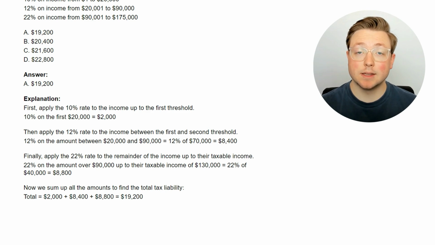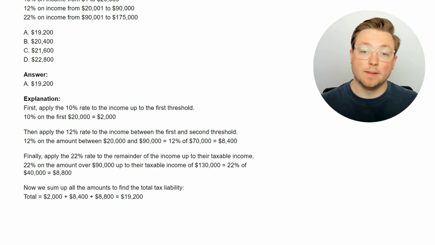Okay, the answer is $19,200. So this is how it works. First, you apply the 10% rate to the income up to that first threshold, so 10% on the first 20,000. Then you apply the 12% rate to the income between the first and second threshold, so 12% on the 70,000 that's in that 12% range, and then you finally apply the 22% rate to the remainder of the income up to their taxable income. So that would be the 90,000 to the $130,000.